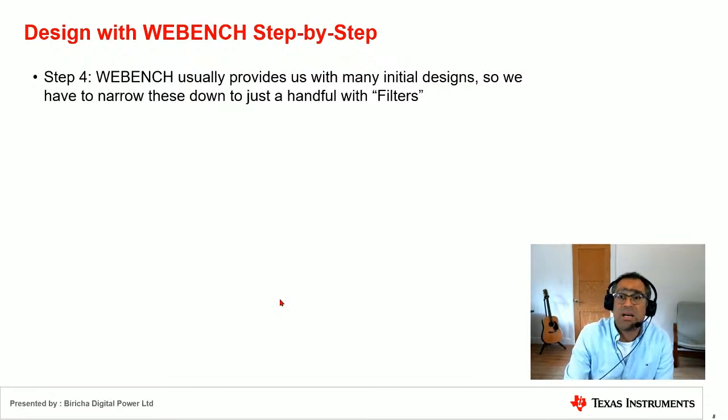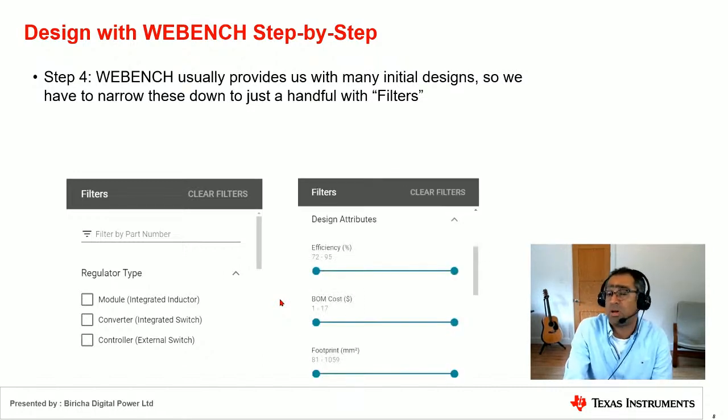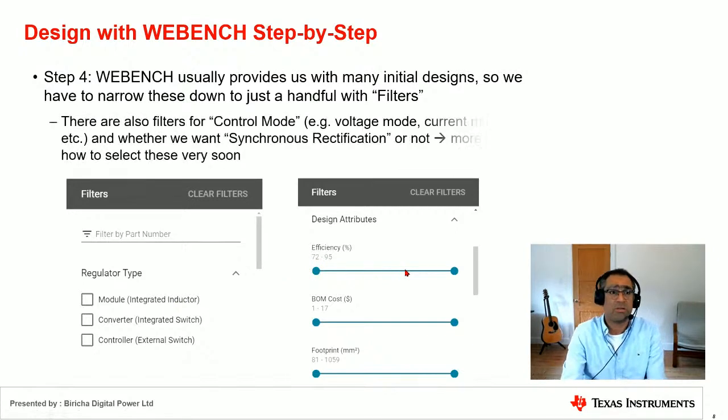After you press view designs, as I said earlier on, you get many, many designs, and then you use filters to narrow them down. So what are these filters? One would be whether you want a module, or a converter, or a controller as your integrated circuit. We'll talk about this a little in a moment and tell you the difference. The other one is you may decide that the efficiency has to be above 90%. So you take this slider here and you move it up. And as you do that, the number of designs will be reduced.